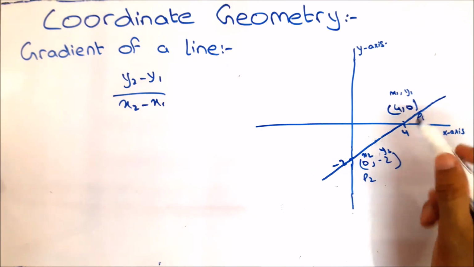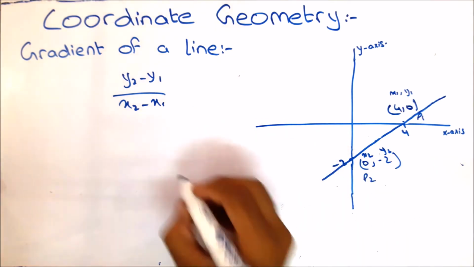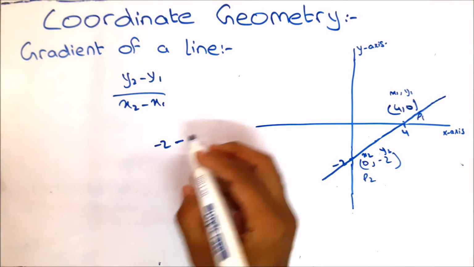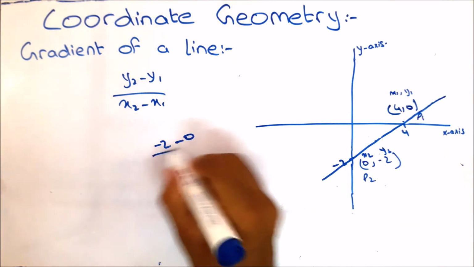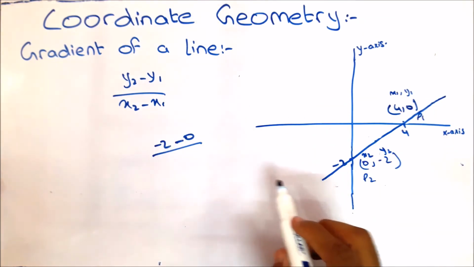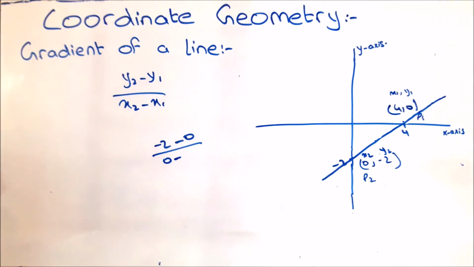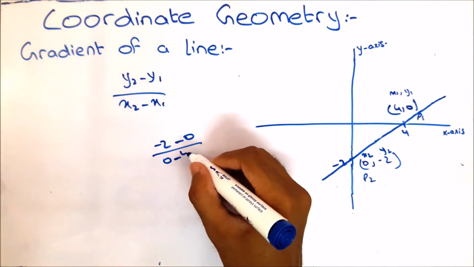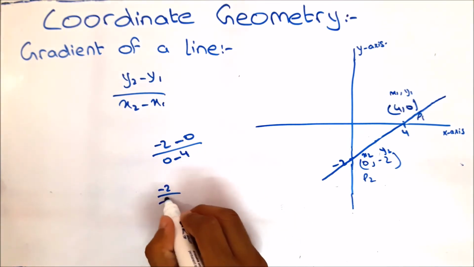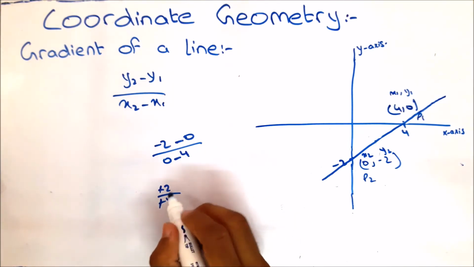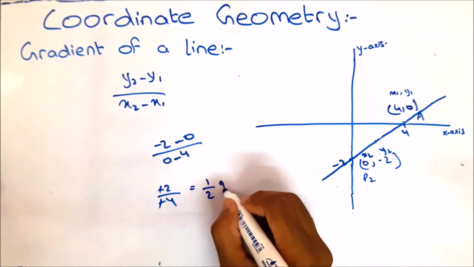Let's just put these values in. Our y2 is minus 2, and the minus is of the formula, and y1 is 0. And x2, what do we have as x2? Our x2 is 0 minus, and we have our x1 as 4. So here we have minus 2 divided by minus 4. These minus signs cancel out, become positive, and we get 1/2 as its gradient.